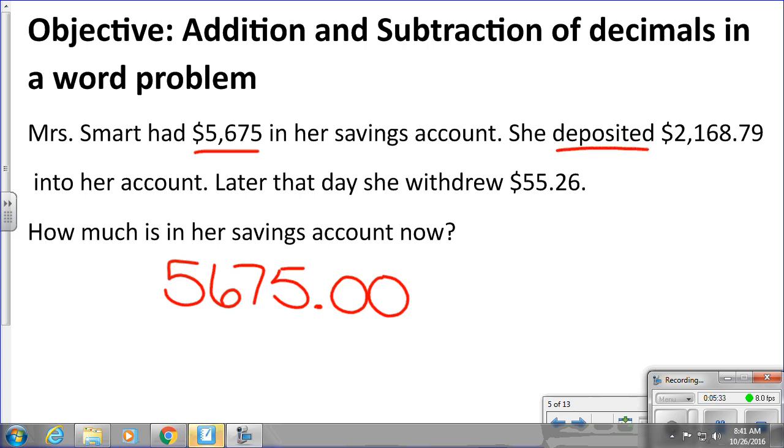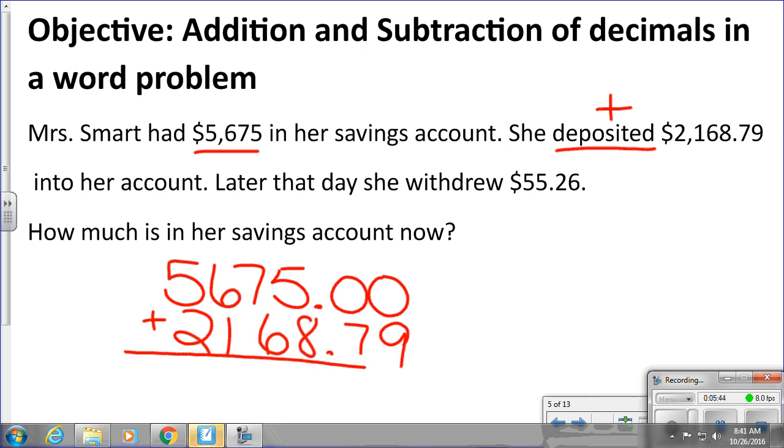She deposited is adding money, so she adds to this balance $2,168.79. So I'm going to deal with that money first and add it, lining up the decimals. That's why it was important for me to put the decimal 00 behind that whole number of 5,675.